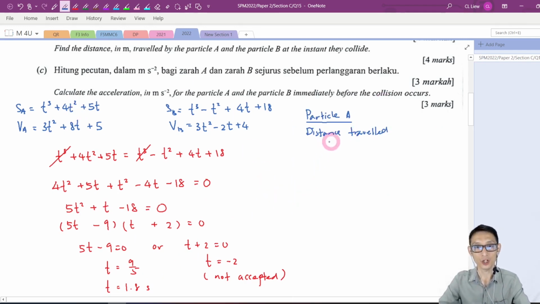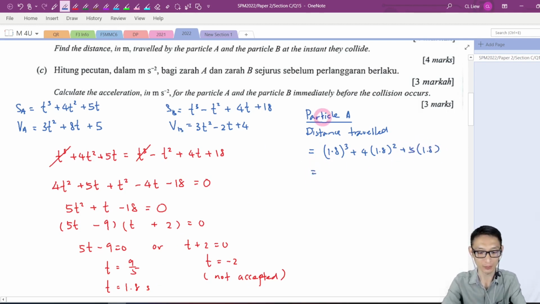Okay, distance travelled, this is for particle A when t is equal to 1.8. 1.8 cubed plus 4 times 1.8 squared plus 5 times 1.8. Okay, just press your calculator: 1.8 power 3 plus 4 times 1.8 squared plus 5 times 1.8. Okay, it's equal to 27.792 meter.